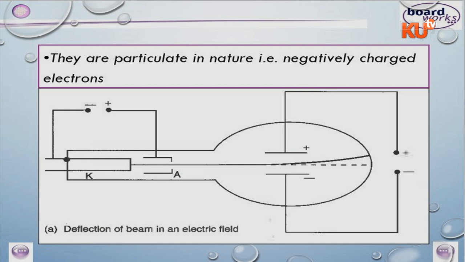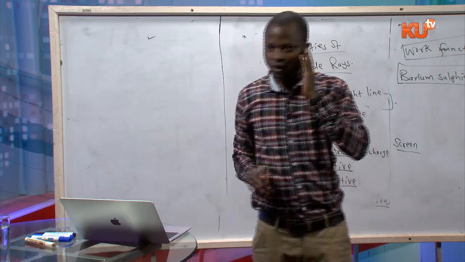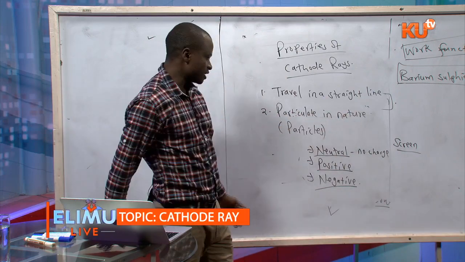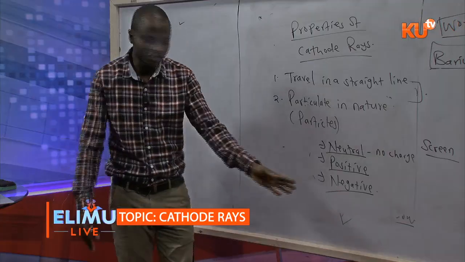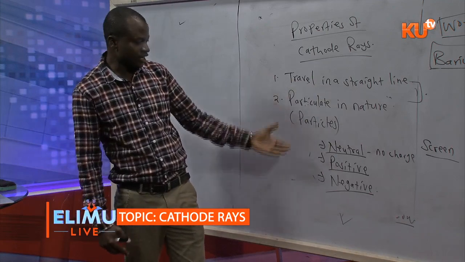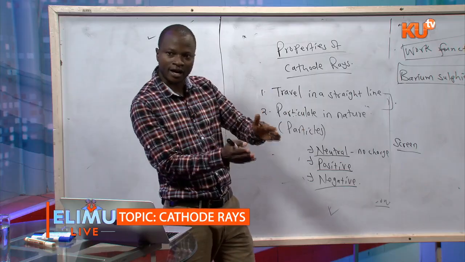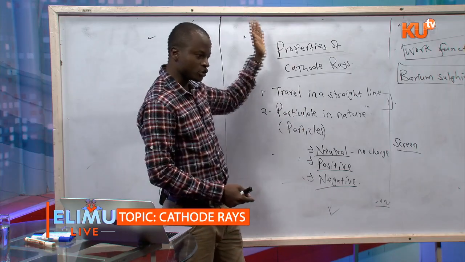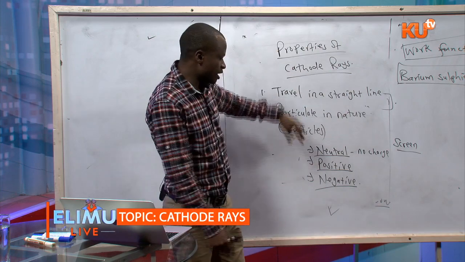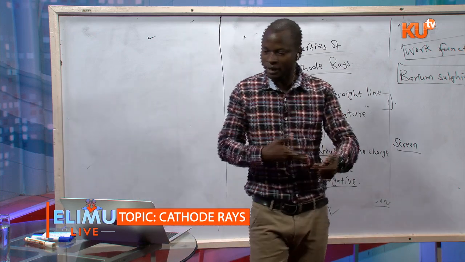Is that clear? So if you are not able to explain the same thing, you can simply tell us. If you forget this particulate in nature, be simple, just say they are negatively charged. This is a property of what? Any particle. So cathode rays are negatively charged. So when they pass through an electric field, they are deflected towards the positive. Now, still on particulate nature, we also want to take them through a magnetic field.